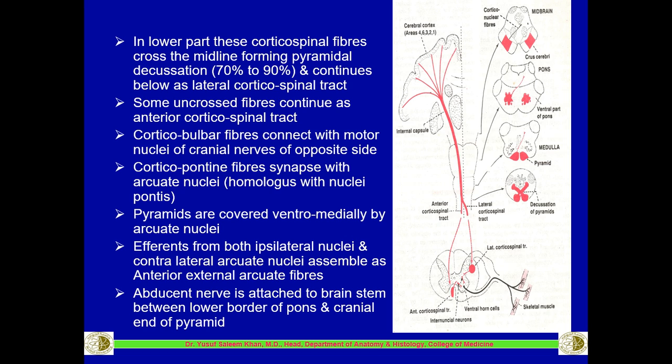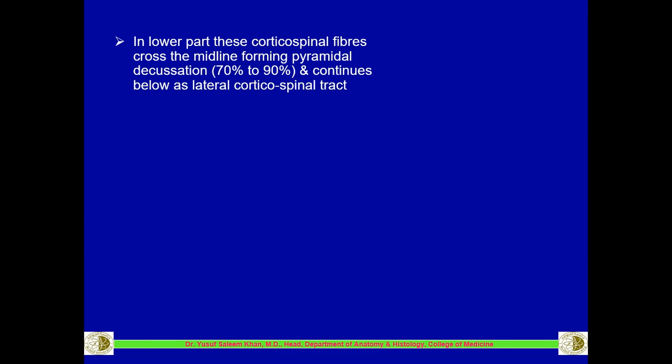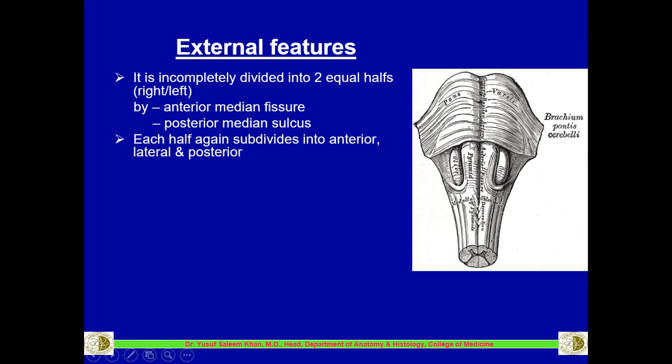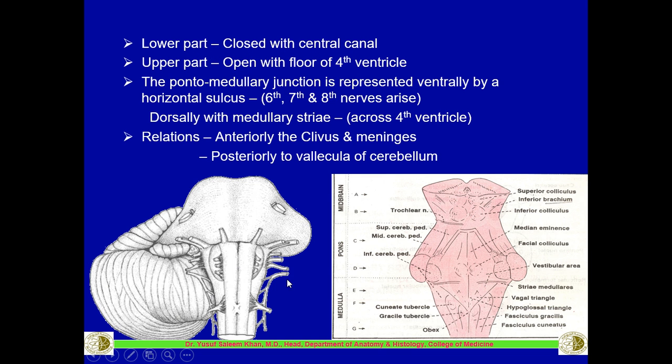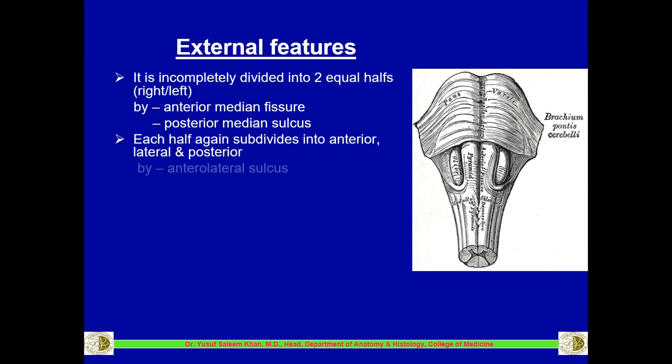The abducent nerve is attached to the brainstem between the lower part of the pons and the cranial end of the pyramid. If you have appreciated, the abducent nerve is just above this pyramid. If you have seen the previous picture, you can appreciate here, this is the abducent nerve. This is the pyramid here, and this is the pons. Between the pons and the pyramid, you can see the sixth cranial nerve fibers, that is the abducent nerve.